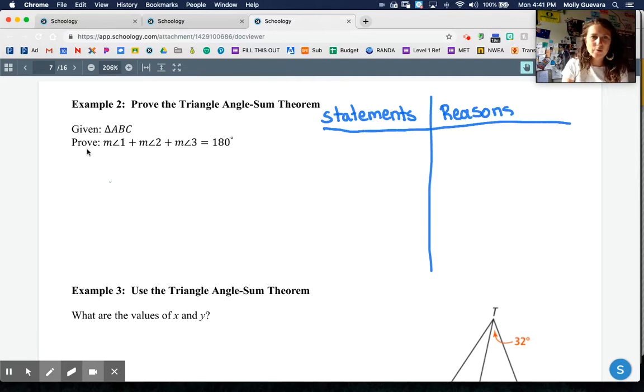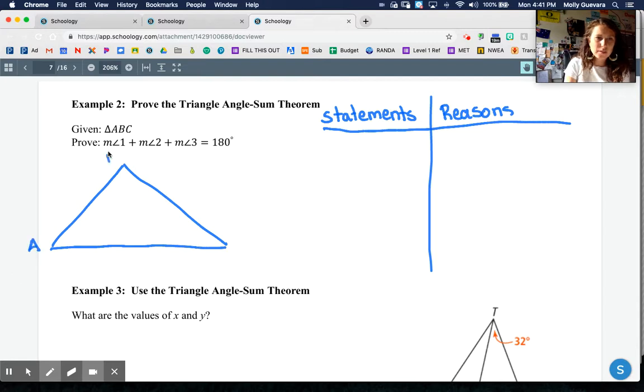And maybe we'll draw, so I'm given triangle ABC. So I'm just going to draw something like this. A, B, C. Hopefully that's okay, right? Just draw. So that's what I'm given. So I'm given triangle ABC. I know it's a triangle because it has the triangle in front of it. And then my reason here is given. Okay, and I'm trying to prove that angle 1 plus angle 2 plus angle 3 is 180.